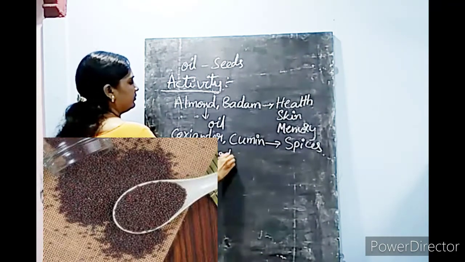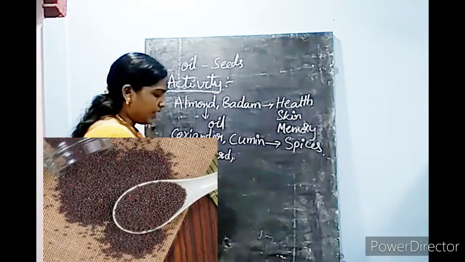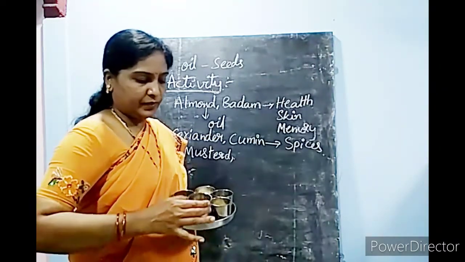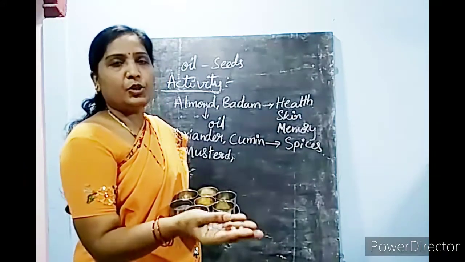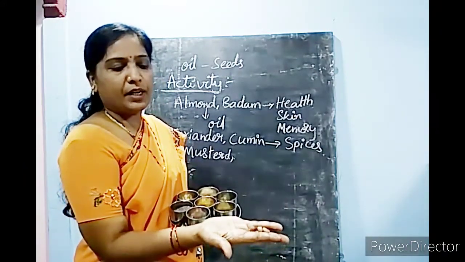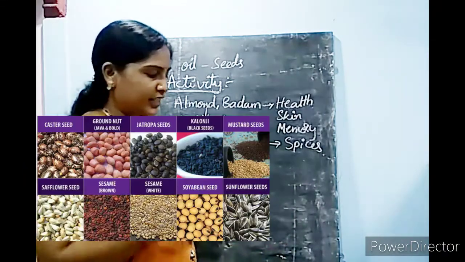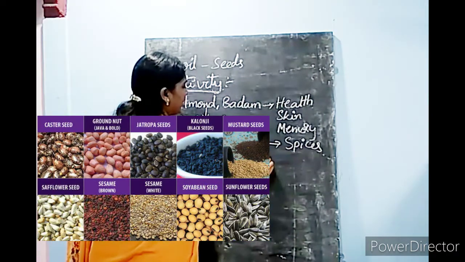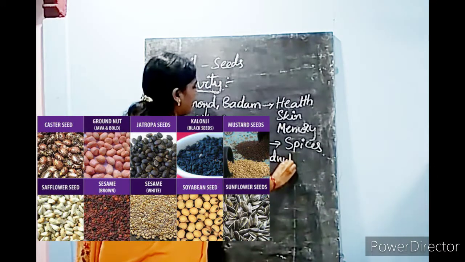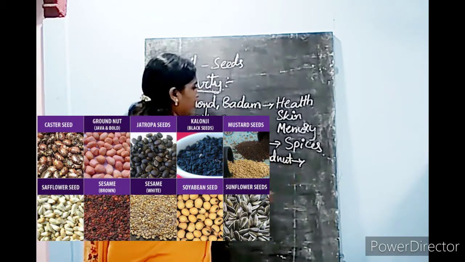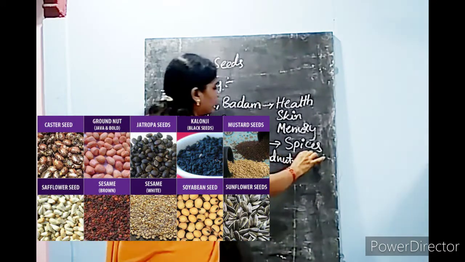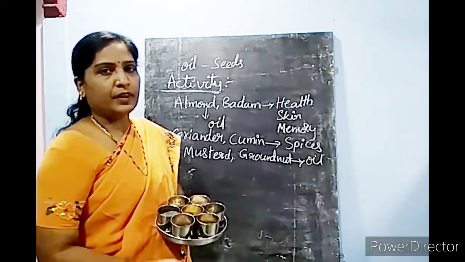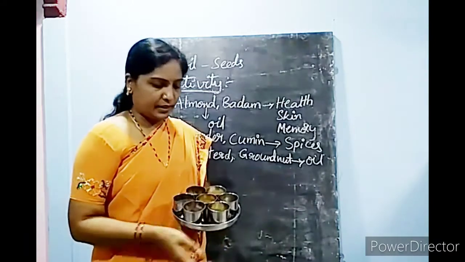and identify these seeds. These are very familiar to you. Dosa chutney and idli chutney are made with this. Yes, you are right. They are groundnuts. So groundnut and mustard we are using for making oils. We get oil from these seeds.